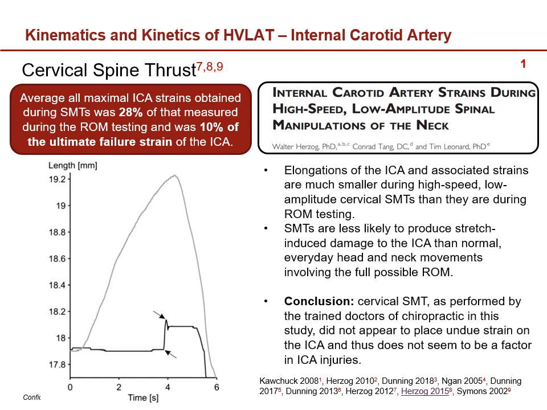And they calculated the relative percent strain. The average of all maximal internal carotid strains obtained during the SMTs were about 28% of those measured during the range of motion testing, which was 10% of the ultimate failure strains of the ICA, demonstrating again just a small fraction of the overall failure threshold of the internal carotid arteries, giving confidence in the safety of the technique.